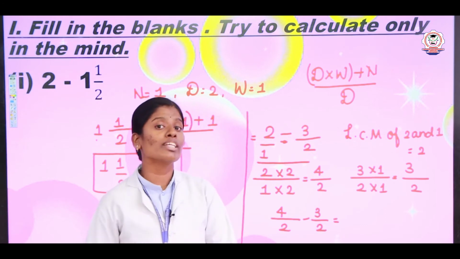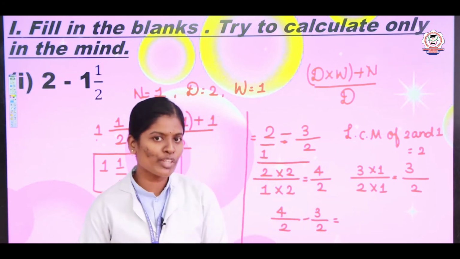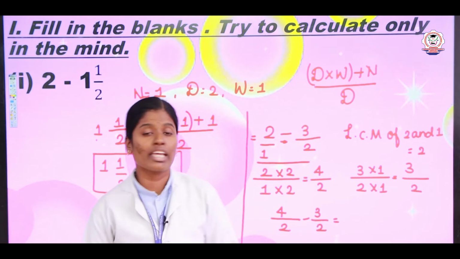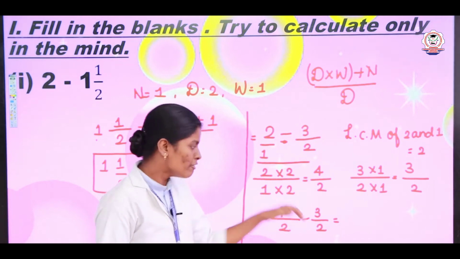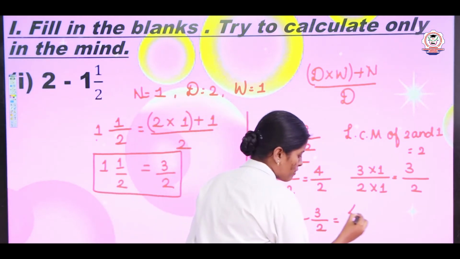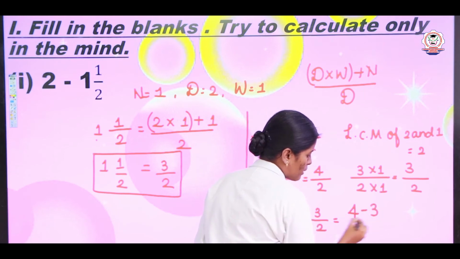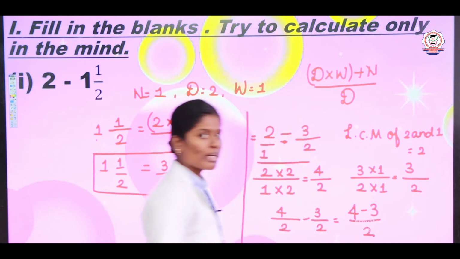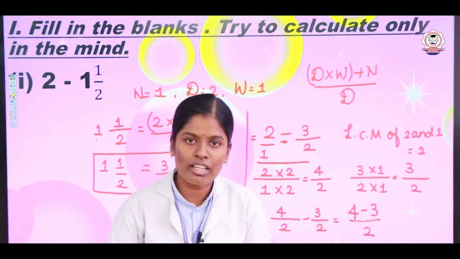Listen children, we got the same denominator. Now we are going to subtract the numerator values. Here we have the numerator values are 4 minus 3. So take 4 minus 3 divided by 2. Now tell me Manimoran, what is the answer 4 minus 3?